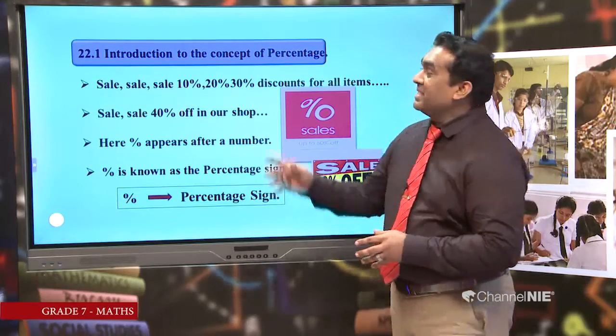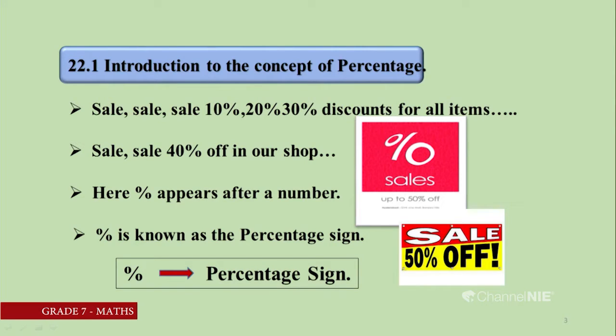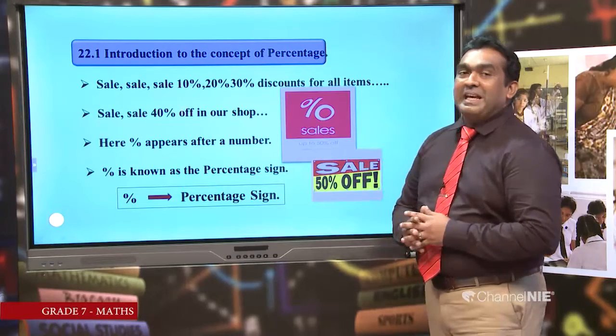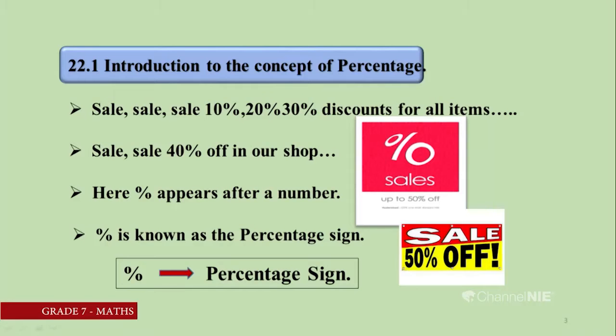Now we will see, there is an advertisement: sale, sale, sale. In shops, you can see this symbol, sale. 10%, the symbol after the numerical value or the number. Therefore, you have to put the percentage symbol after the number, right? 10%, 20%, 30% discounts for all items. This is called the percentage symbol, also known as the percentage sign.